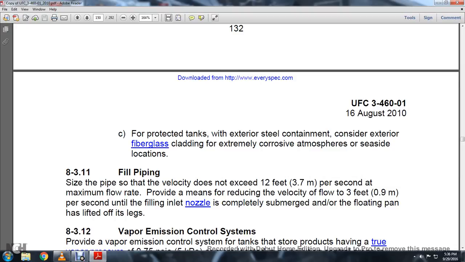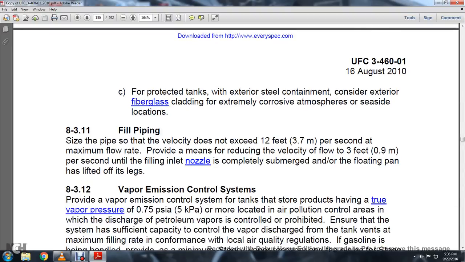8.3.11 Filling piping: size the pipe so that the velocity does not exceed 12 feet per second at the maximum flow rate. Provide a means of reducing the velocity of flow to 3 feet per second until the filling inlet of the nozzle is submerged and the floating pan has lifted off its legs.